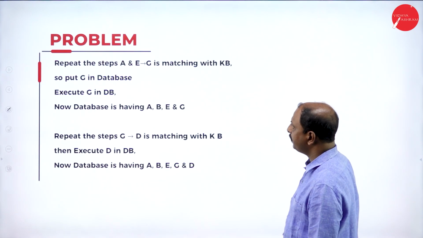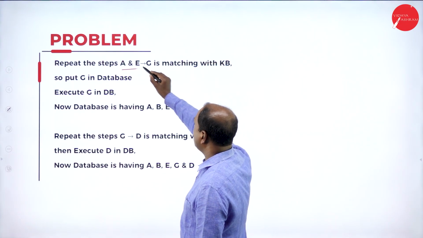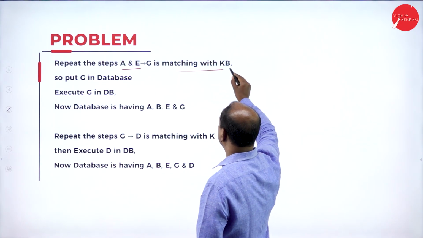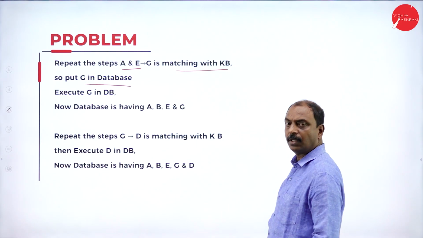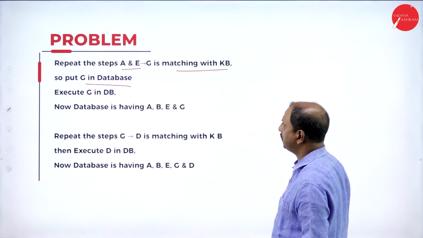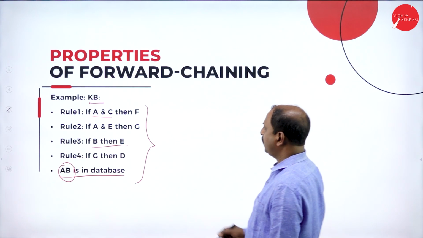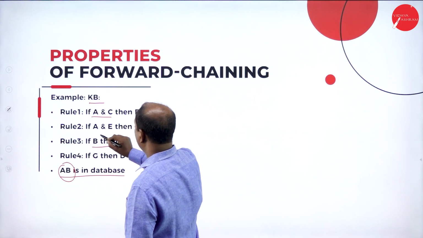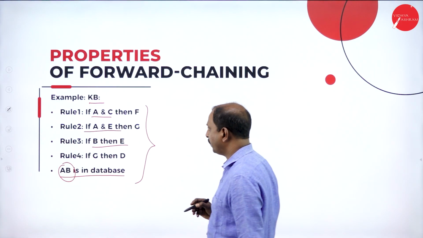Now in the next step, in the next slide, we will see that we have to repeat the steps. A and E to G is matching with the KB. So put G in the database. Now look at the knowledge base. If you look at the knowledge base here, we have A and C and A and E. So if you look at this A and E, this is rule number 2.